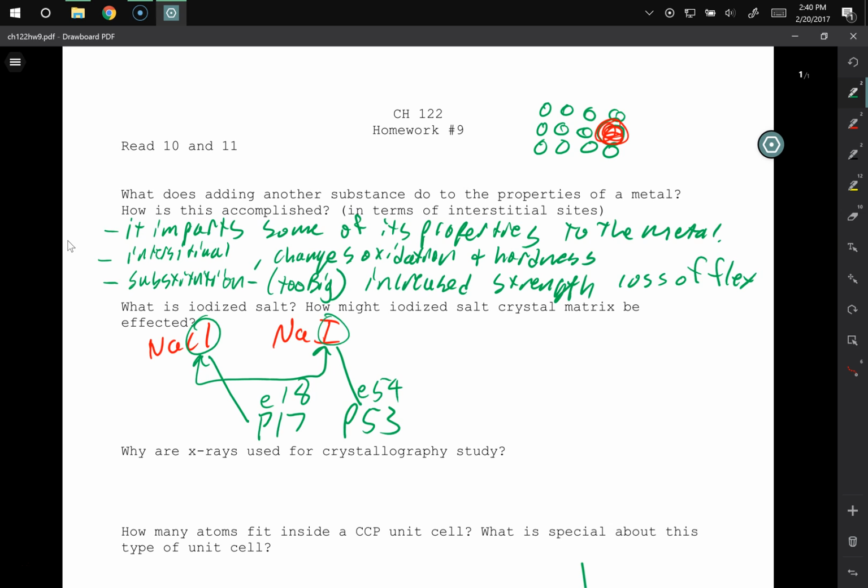No, the interstitial one was the too big one. No, man. Substitution. Is it important with this? I don't think so. It's not at all, right? Because we're not using salt to be flexible or strong. We're just dissolving it into our system, so it's not important.